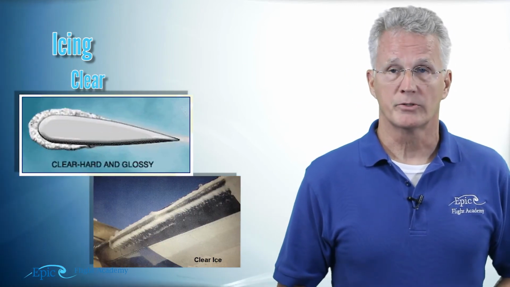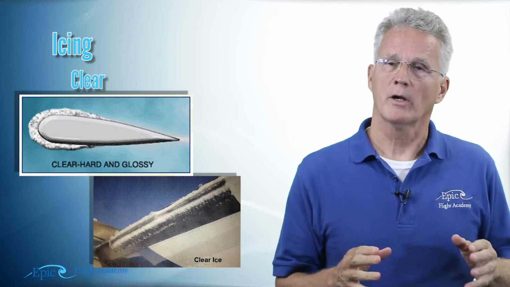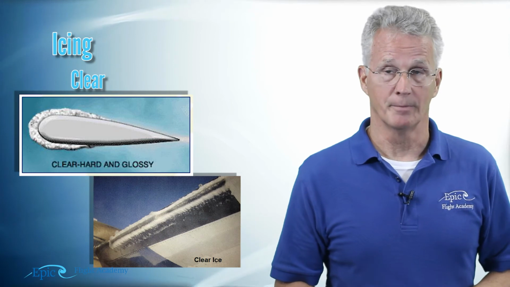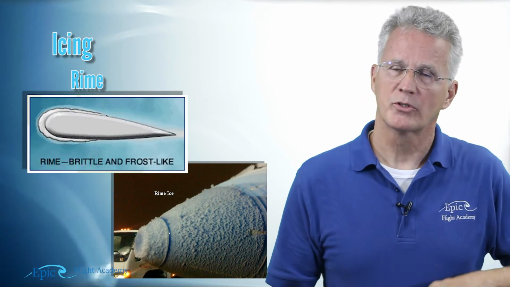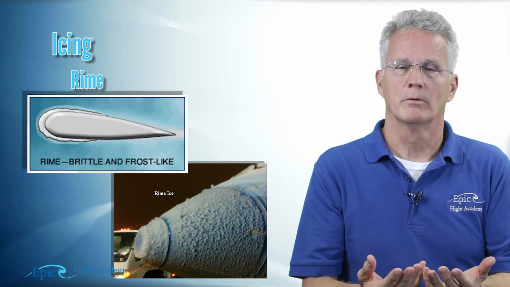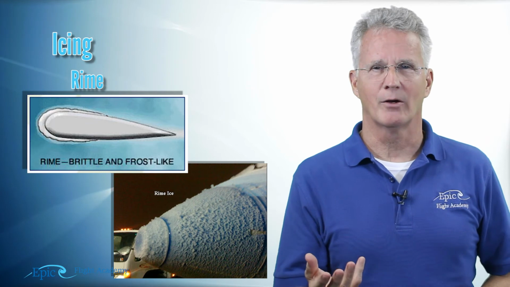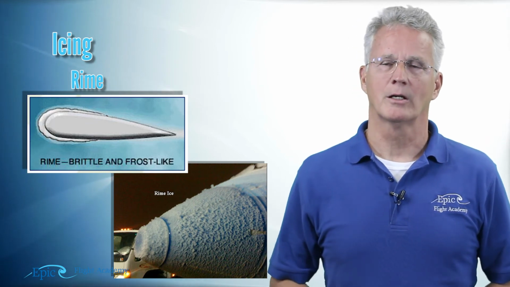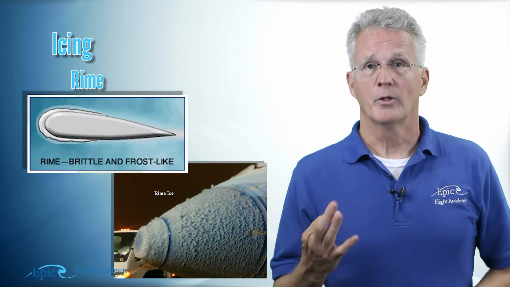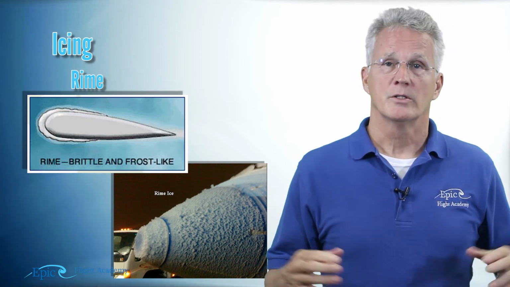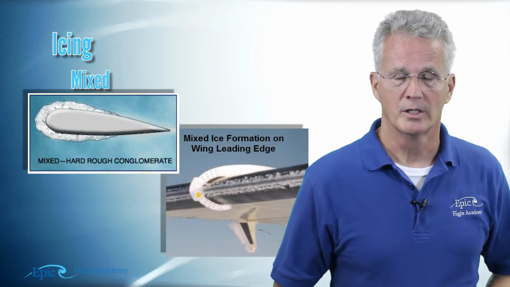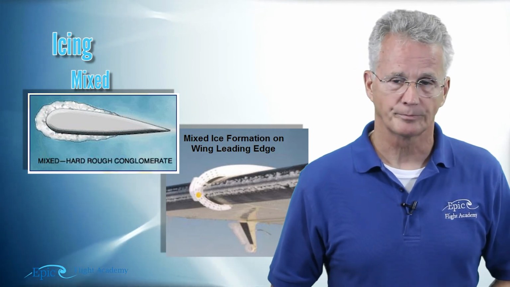Now, clear ice is exactly what it says. It's when the aircraft hits that supercooled water and that water freezes clearly. Rime ice happens when some air is introduced into that freezing water, and when it freezes, it's cloudy. It's not clear like clear ice. It's cloudy, it's opaque. We call that rime ice. And then the third type of icing that we deal with is a mixture of the two of those together. Mixed rime and clear ice.